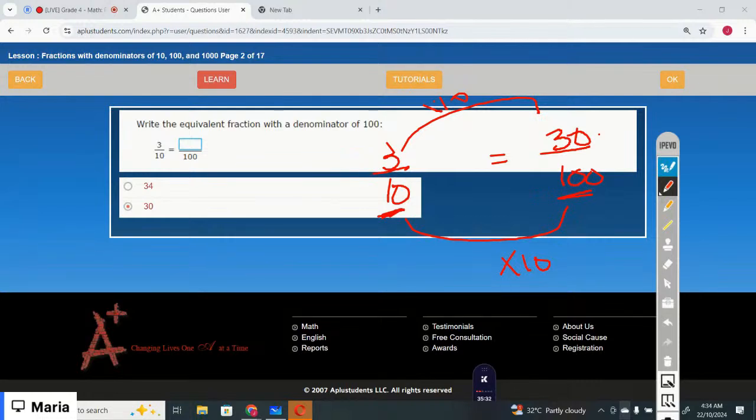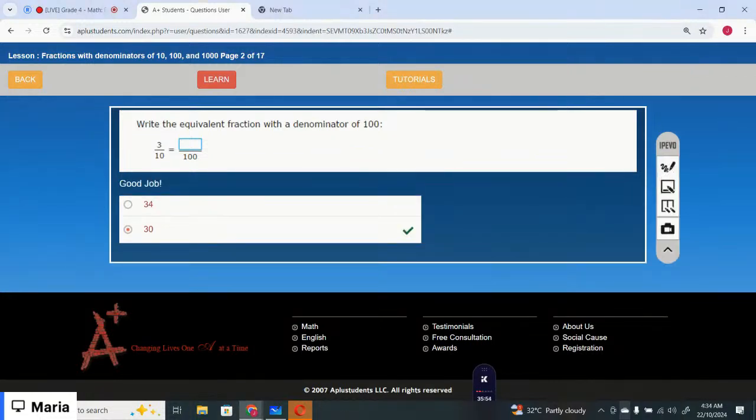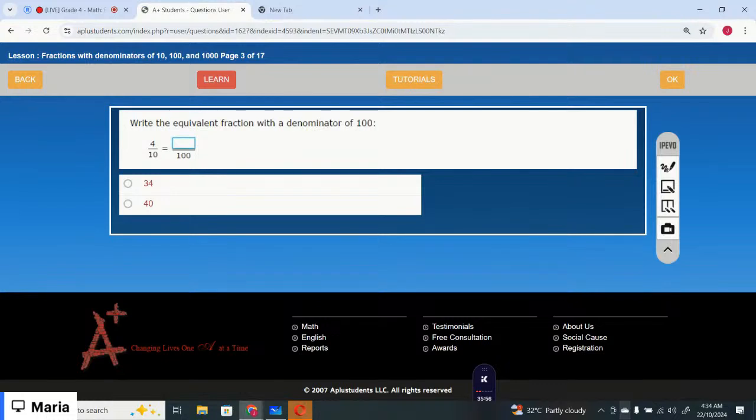Why are you adding zero? You are adding zero, but what is the reason to add zero? Because 10 times 10 makes 100, so you need to multiply the numerator by 10 also. So 3 times 10 makes 30, that is 30 over 100. Option number 2 is the correct option, that is 30 over 100, right? But why are you adding 0?